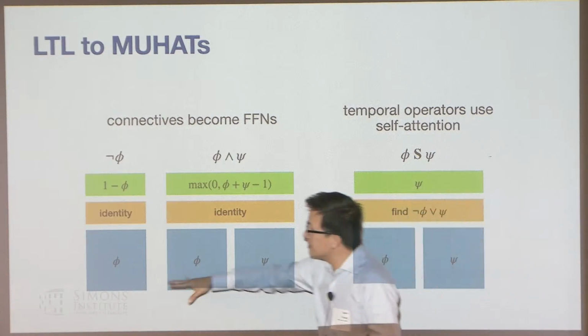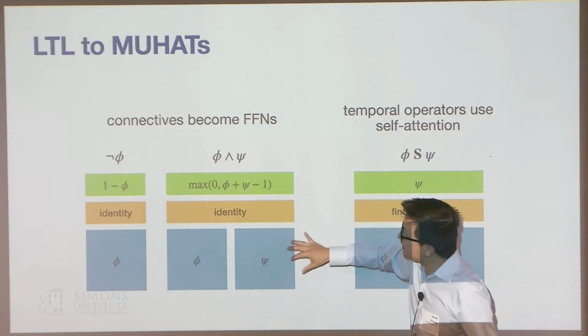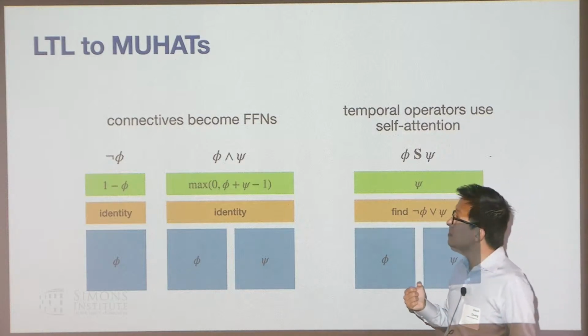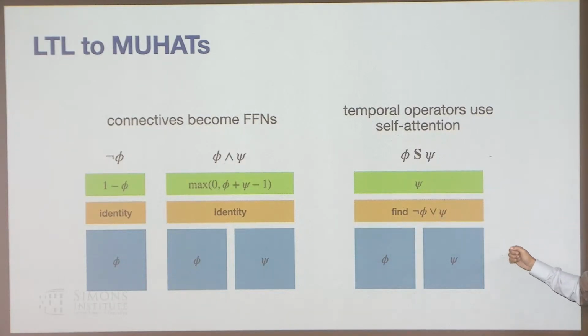If it's a not, then you just take the transformer for phi and you stick something on top. If you have an and, you take the transformers for phi and psi, paste them together in parallel, and you do something to them, and you can compute the and. And then the interesting part is if you need to translate a since or an until, and there is where you actually use the self-attention in a non-trivial way. The since operator is similar enough to the unique hard attention that this is not too difficult of a translation.